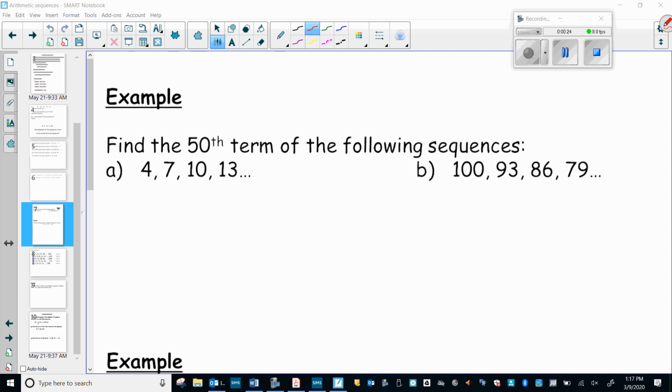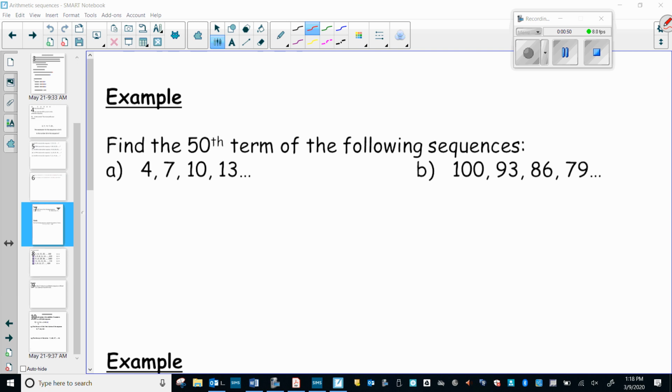Do you remember what we call that increment? A special name and a special letter? UN would be the general name instead of N. What did you say? D, yeah. So it's the D, the common difference. The difference can be a positive value if it's going up, or a negative value if it's going down.